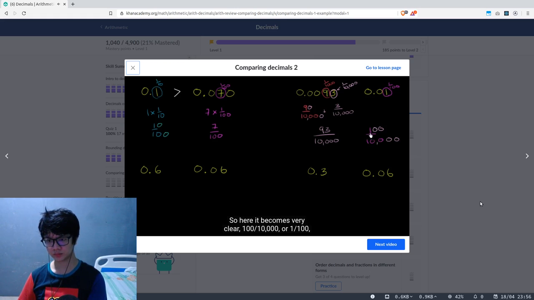So here it becomes very clear. 100 ten thousandths, or 1 hundredth, is definitely larger than 93 ten thousandths. So this quantity right over here is less than this quantity there. The less than symbol, the small end, points to the smaller number, and the larger end to the larger number. In fact, that's true of the less than and greater than symbols.